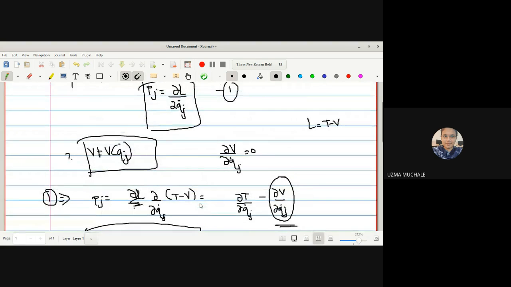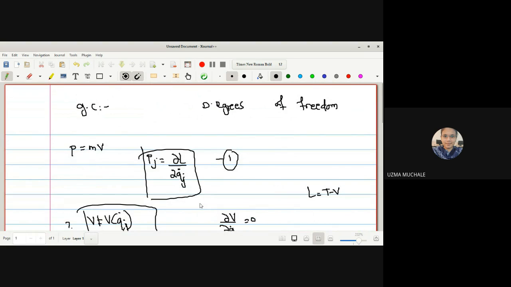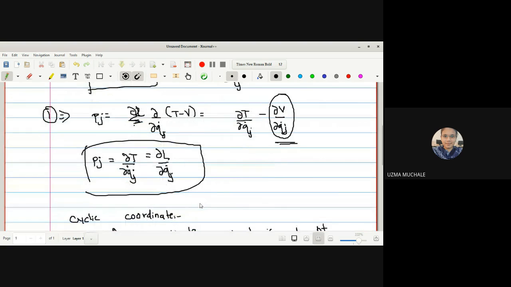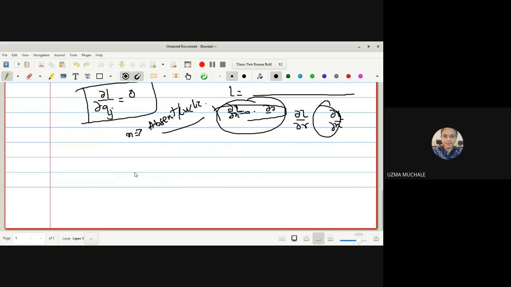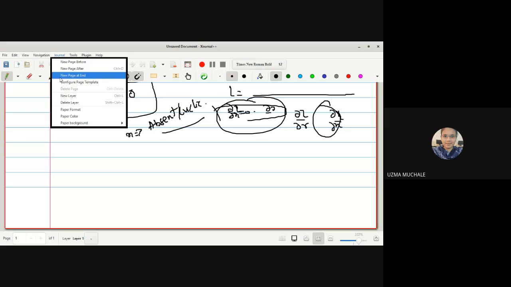What is the definition of a momentum? How to find a momentum? The generalized momentum is given by Pj equal to dou L by dou Qj dot in general. But if you are in a conservative system, then you can say dou T by dou Qj dot. And what do you mean by cyclic coordinate? A coordinate which is absent in a Lagrangian L is called a cyclic coordinate. Or in another way, if the derivative of L with respect to some coordinate is 0, then we say that Qj is cyclic in L. Any doubt for these two definitions?